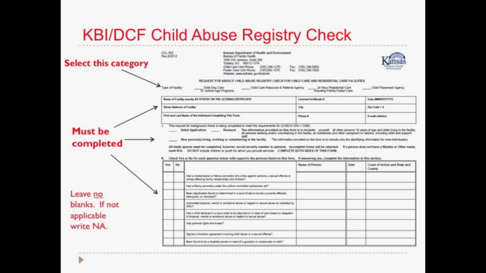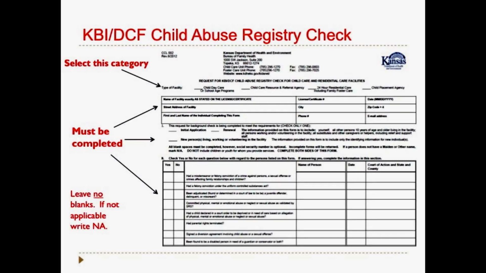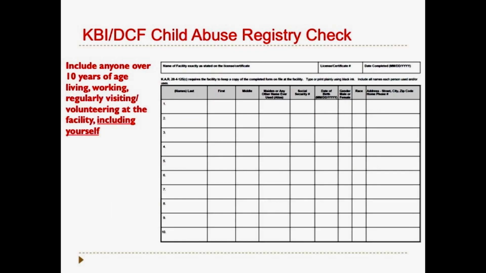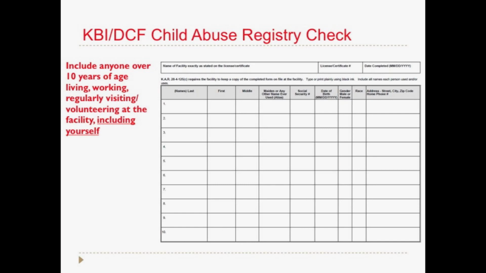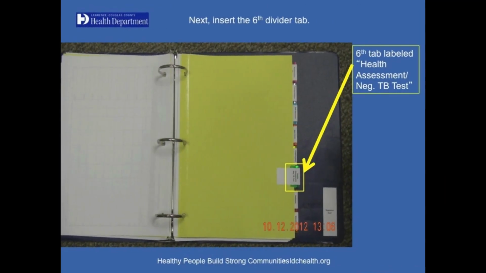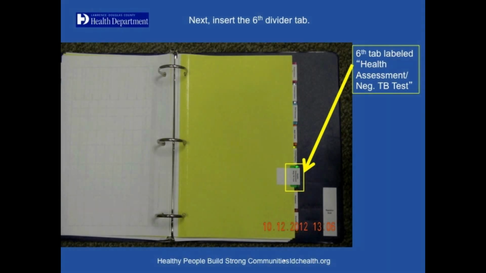Here's a copy of the KBI/DCF Child Abuse Registry Check. All sections must be completed. Leave no blanks. If not applicable, write in N/A. And remember to select a category from under Type of Facility. Include anyone over 10 years of age living, working, regularly visiting, volunteering at the facility, including yourself on the KBI/DCF Child Abuse Registry Check.